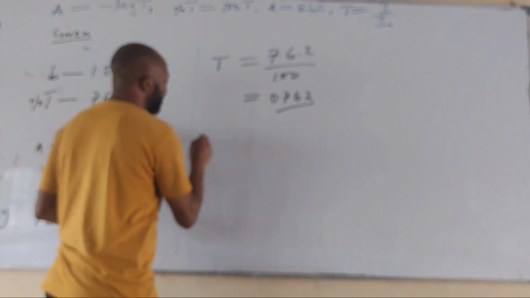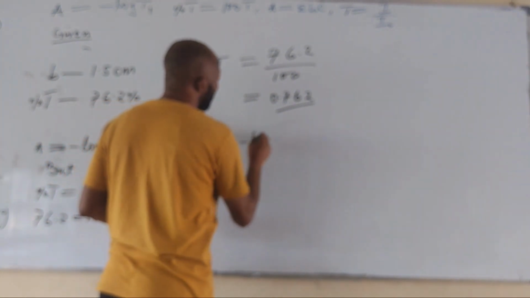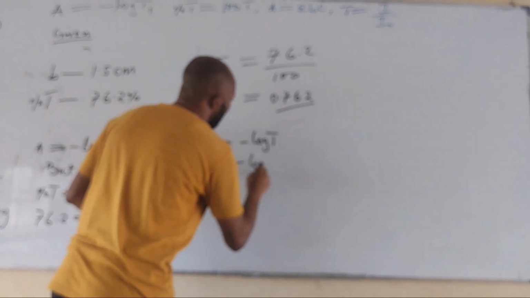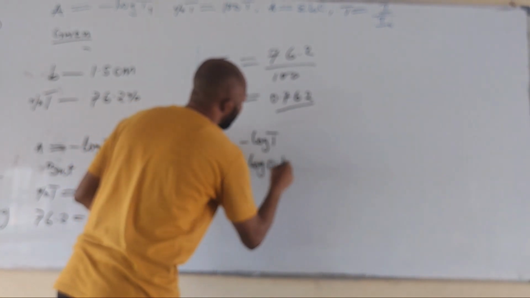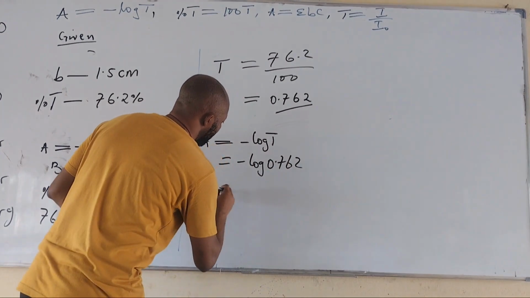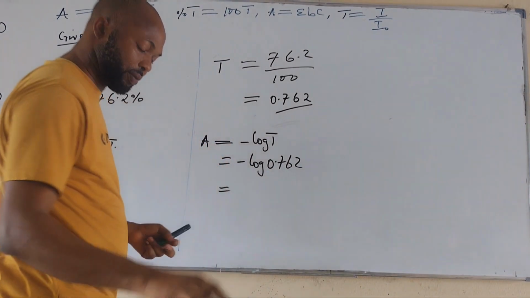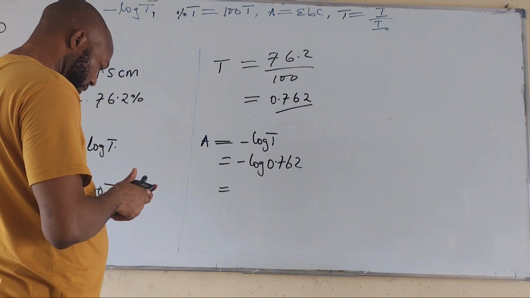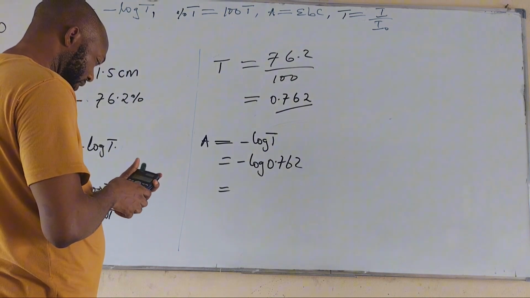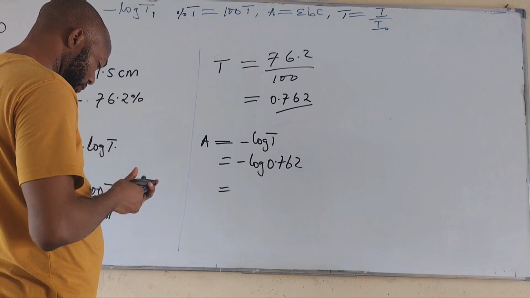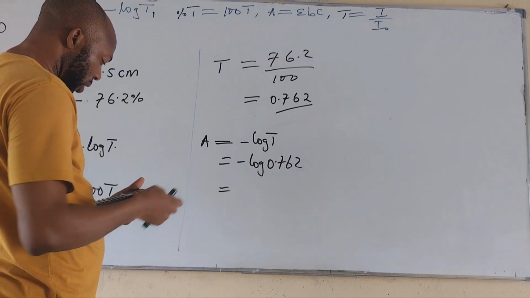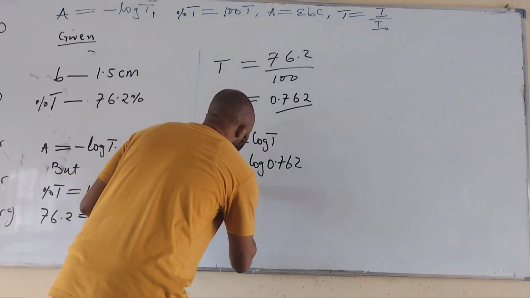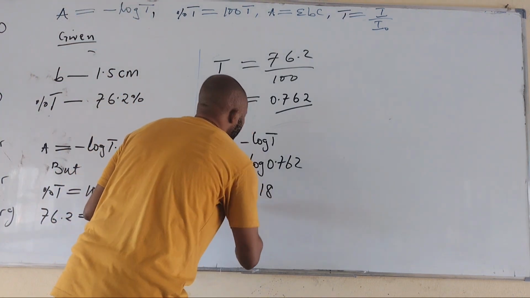Therefore, absorbance is equal to minus log T, which is minus log 0.762, and this is equal to 0.118.